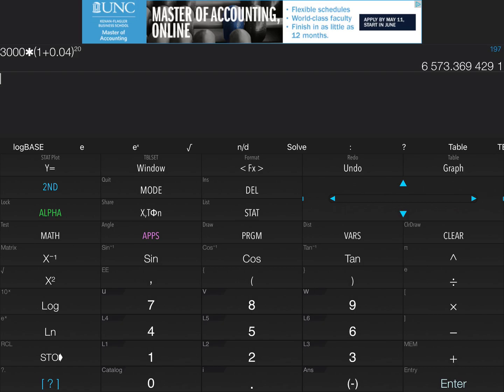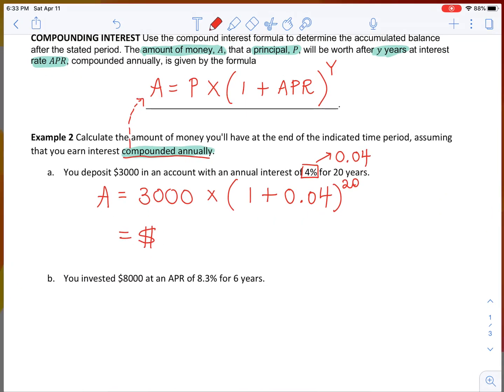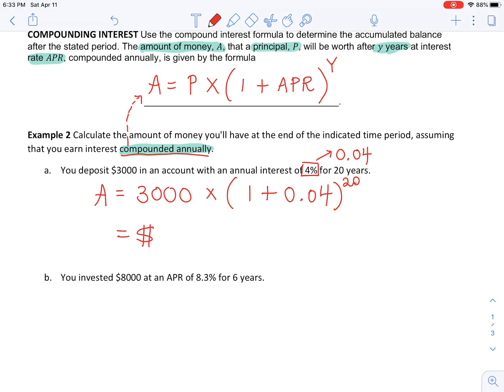All right, let me go back and write down the answer. I didn't say how I want you to round, but when we're calculating money, we always round to the nearest cent. So $6,573.37 will be the answer.